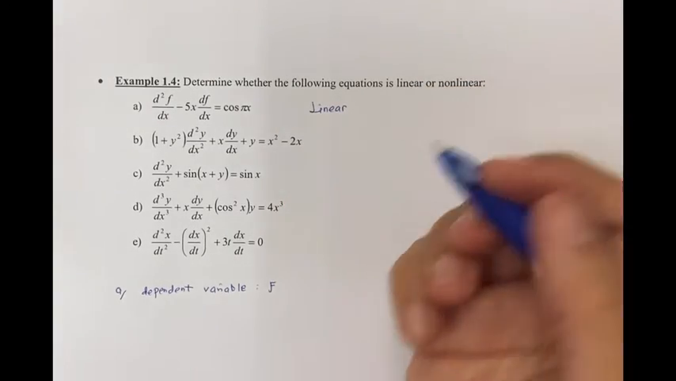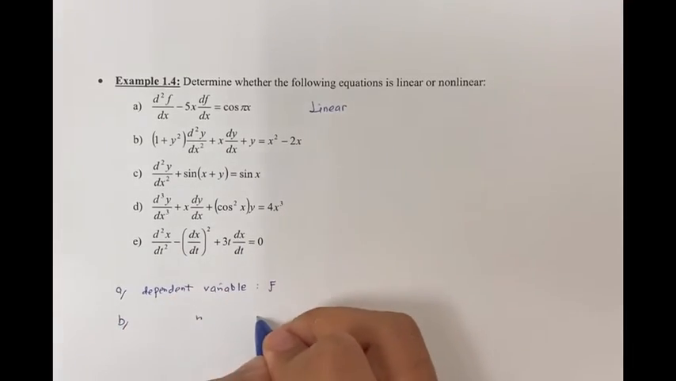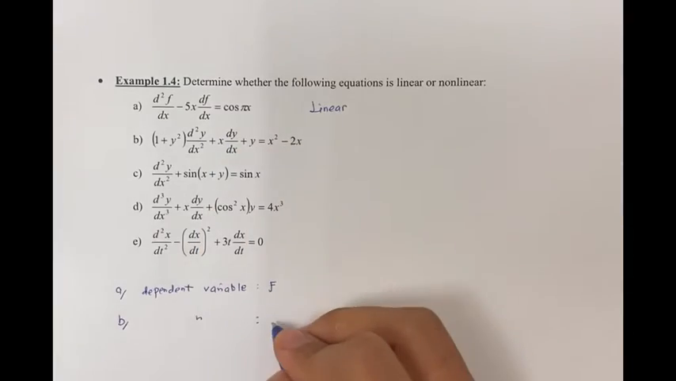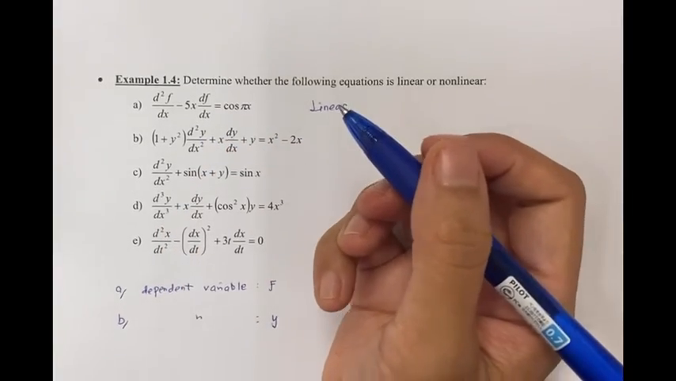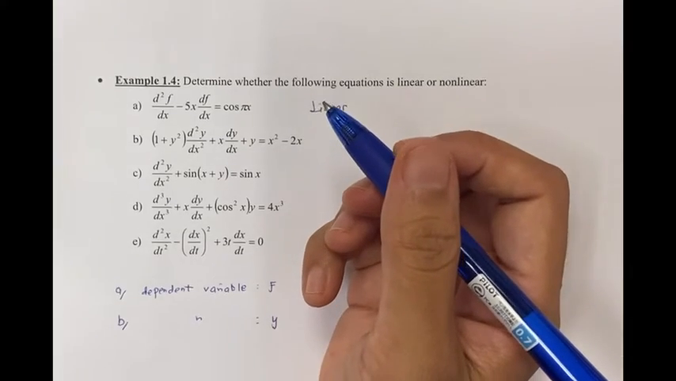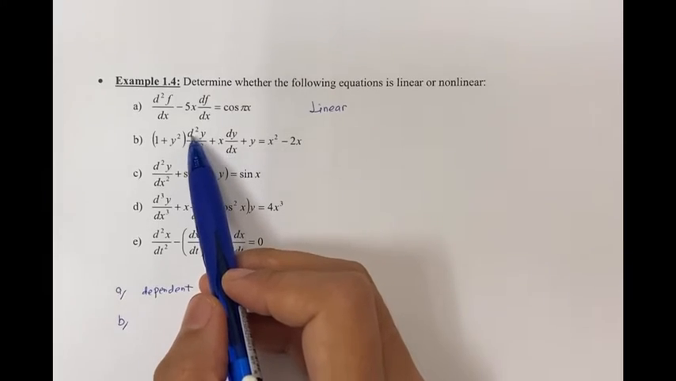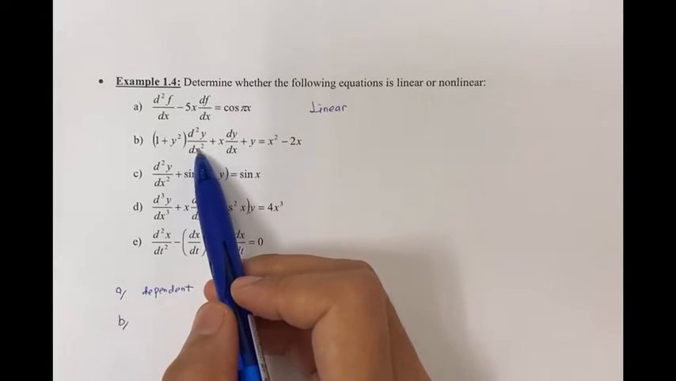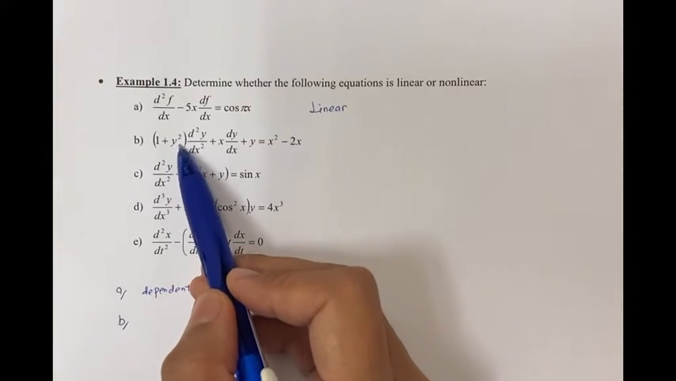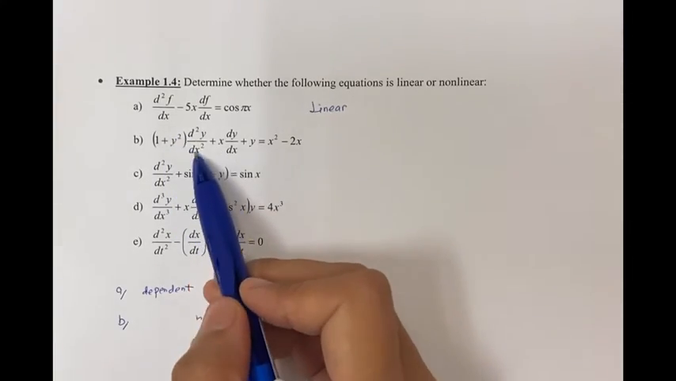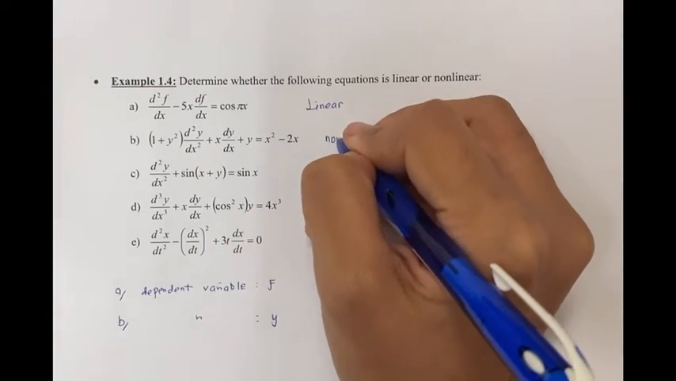Moving to B. For B, the dependent variable is y, the numerator. For the first condition, the dependent variables and their derivatives do not occur as products. But now you have d square y over dx square multiplied by your dependent variable y. So y is multiplied by your derivative. So automatically this is non-linear.